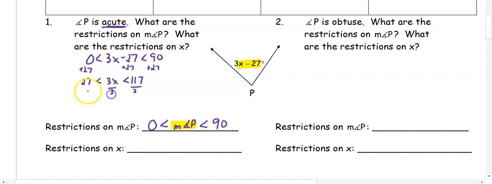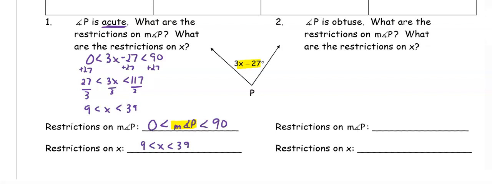Then we can divide everything by 3. So we get 9 is less than x, which is less than 39. This means if we pick any x value between 9 and 39, that's going to give us an angle measurement equal to something between 0 and 90 degrees.